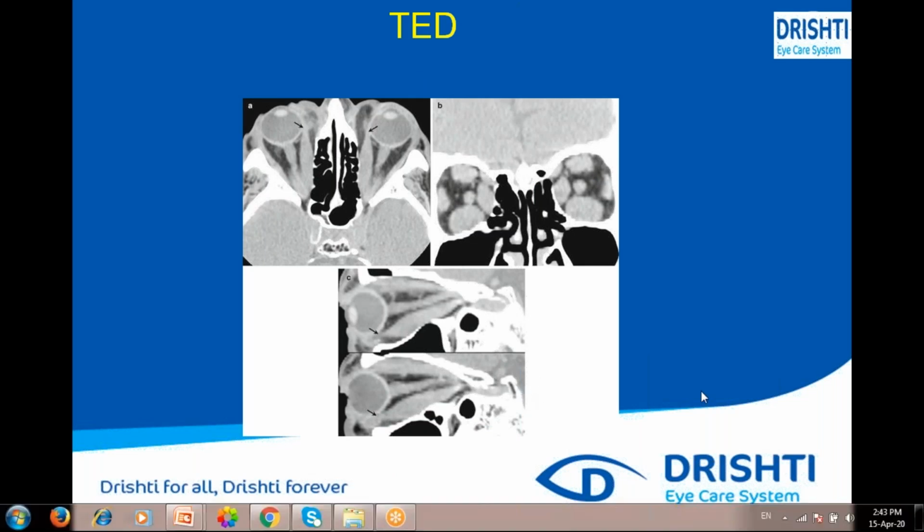So this is a case of Graves' eye disease, thyroid eye disease, Graves' ophthalmopathy. You have seen the normal CT scans. If you see the size of the muscles here, it is totally enlarged. Looking at the superior rectus, inferior rectus, medial rectus and lateral rectus, the lateral rectus seems normal, but the medial rectus is enlarged. The maximum enlargement is in the inferior rectus, and the superior rectus is also enlarged.